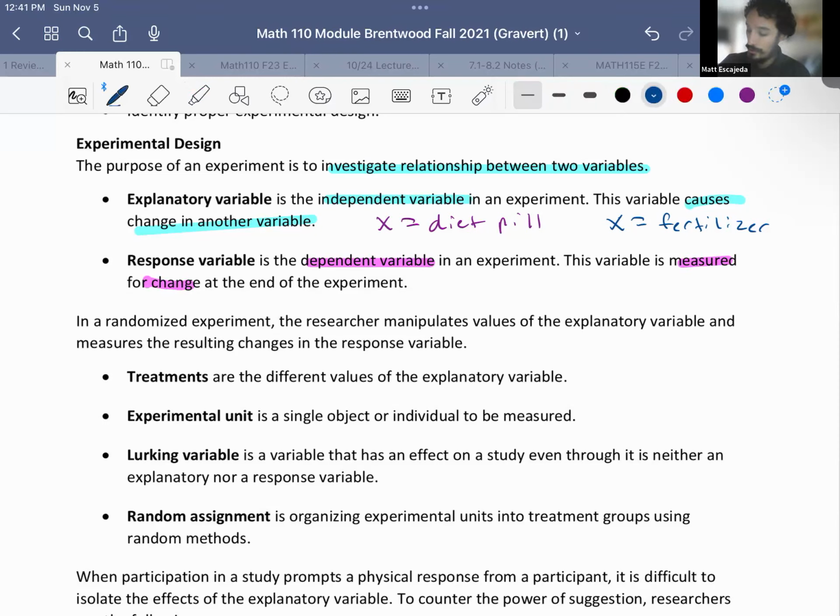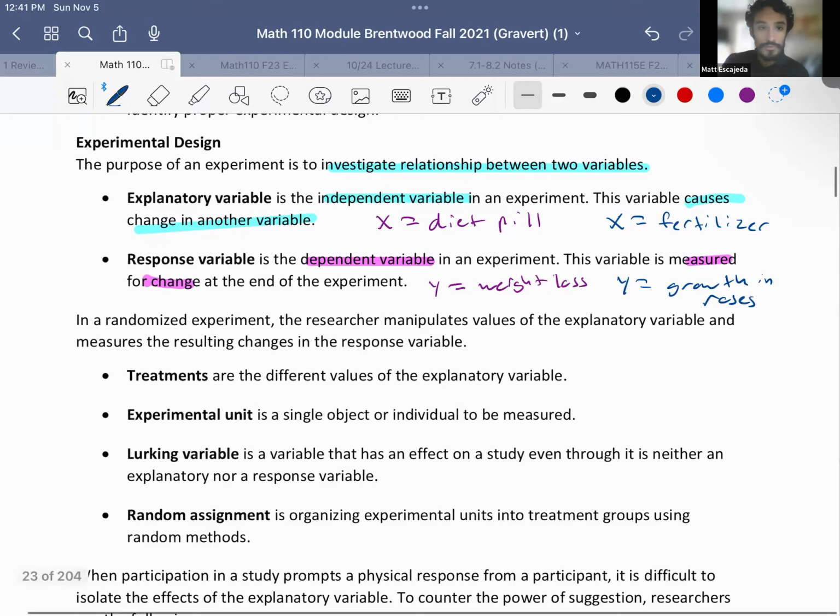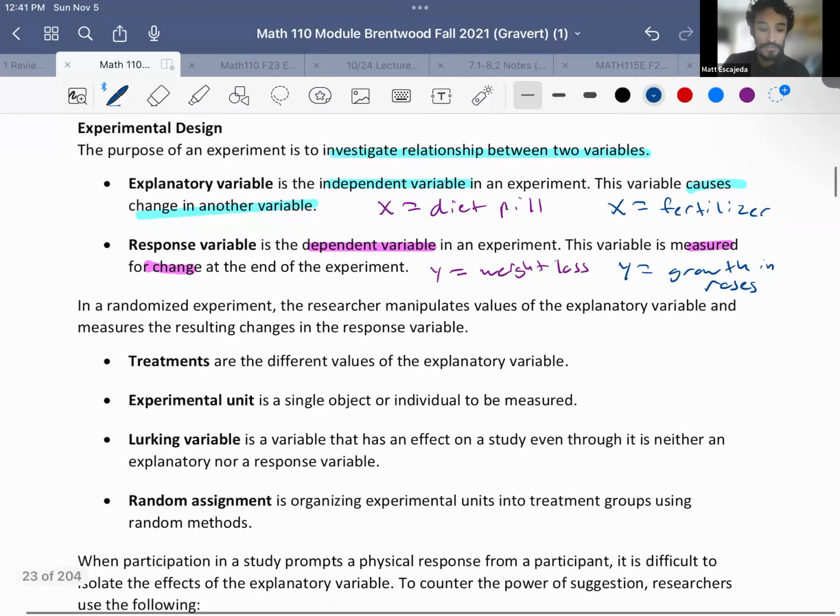Okay, so for a diet pill, your response variable can be weight loss. So you're taking a weight loss pill. And so for fertilizer, your response variable can be growth in your roses. So you're trying to grow roses. Growth in roses. Okay, so those are our two variables in our experimental design.